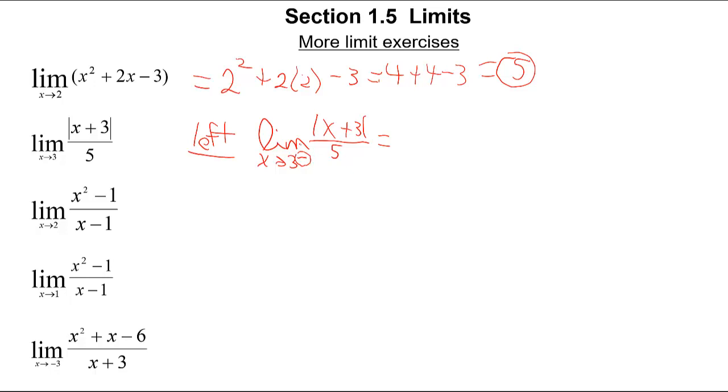So something like 2.99. Well, if you take 2.99 and add 3, you get 5.99. The absolute value of 5.99 is 5.99. 5.99 divided by 5 is close to 6 divided by 5. And as you can see, as you get closer and closer to 3 from the left, the top is getting closer and closer to being 3 plus 3, which is 6. The absolute value of 6 is 6, and 6 divided by 5 would be 6/5.